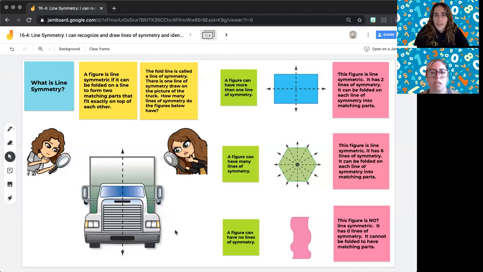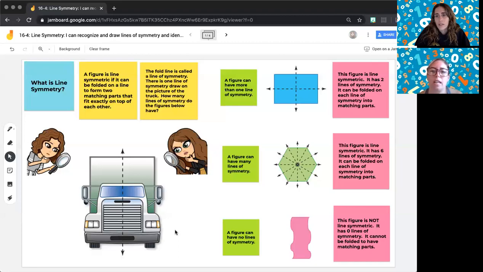A figure can have more than one line of symmetry. This figure is line symmetric. It has two lines of symmetry. It can be folded on each line of symmetry into matching parts. So you can fold it from the top down or from one side to the other. A figure can also have many different lines of symmetry.